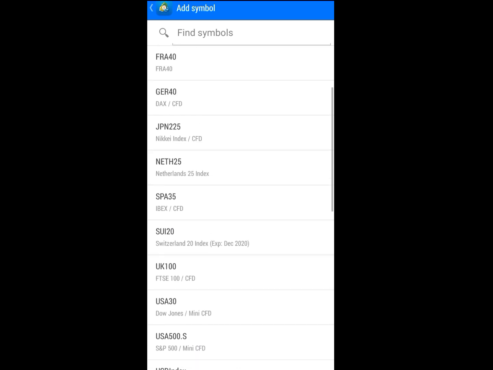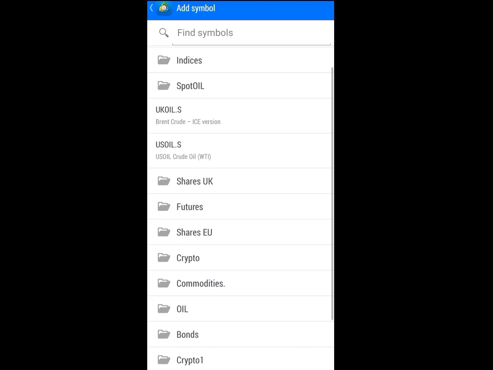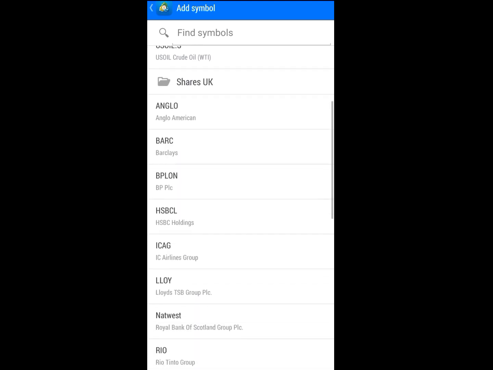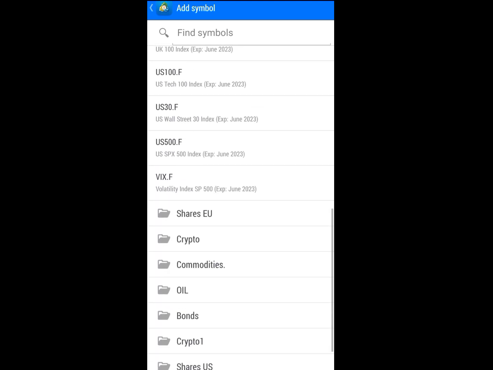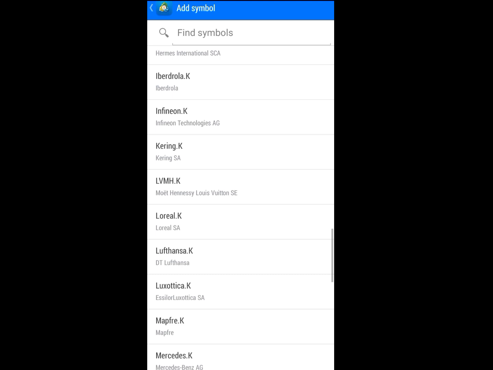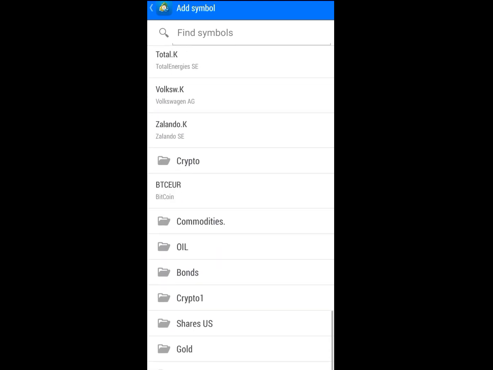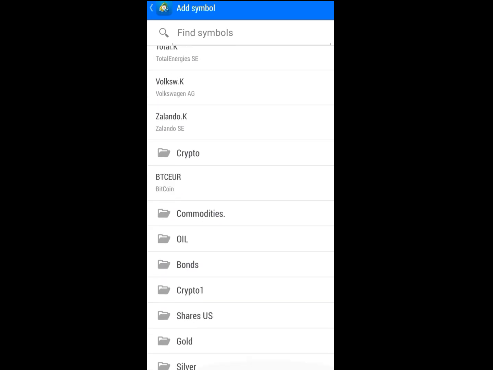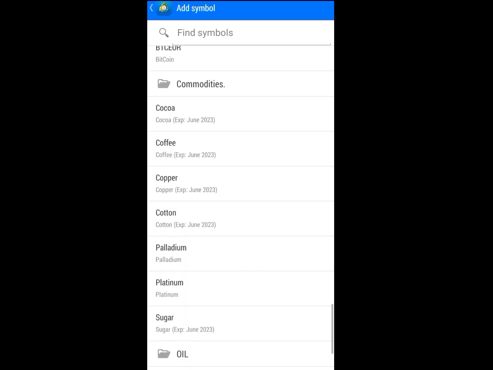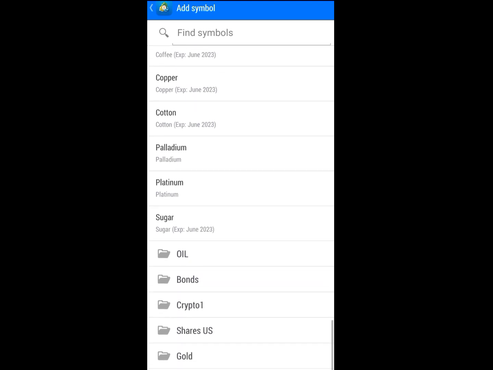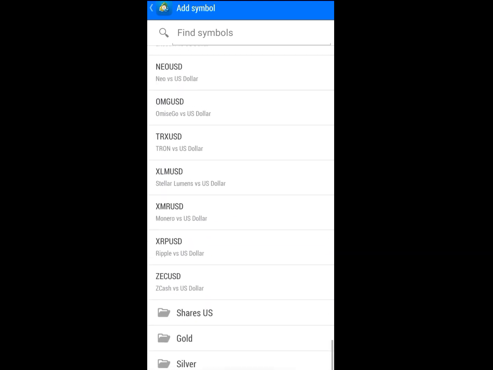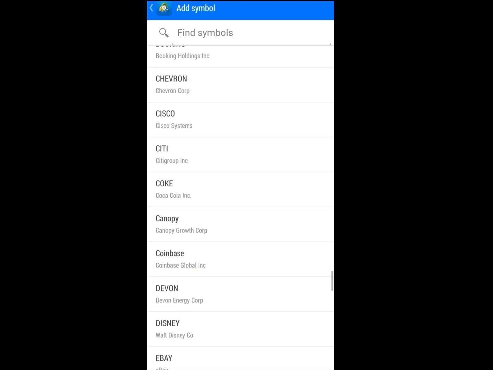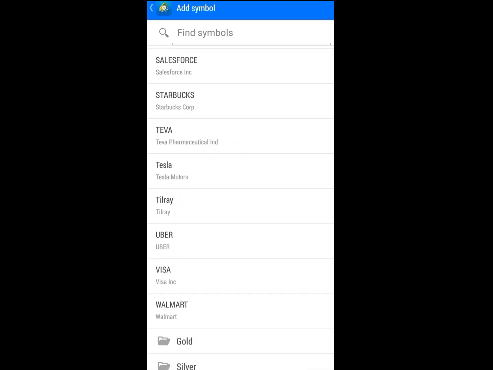Now this is spot oil. These are shares, and these are things you could actually trade if you wanted to. These are futures. And look at crypto, you can also trade this like in the forex market. These are commodities. You see cocoa, coffee, copper, cotton, palladium, sugar. You see oil, you see bonds. There are just a lot of instruments available to you, depending on the one you want to trade. And this is gold, this is silver.